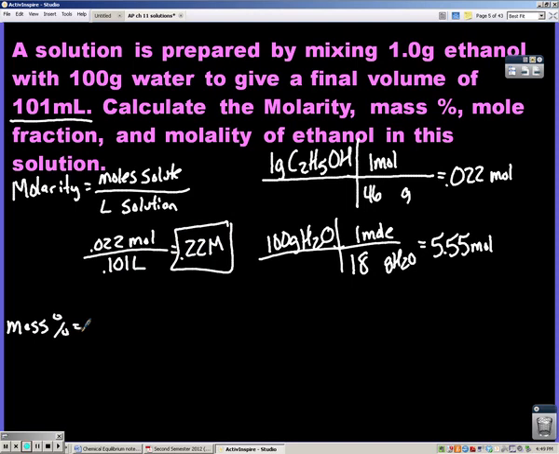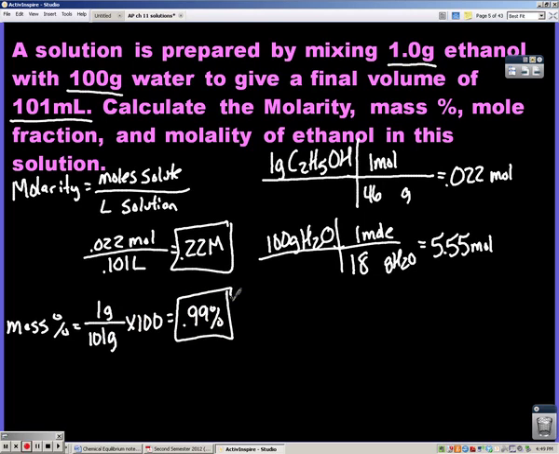To calculate mass percent, I'm going to put mass of what I'm looking for. If it doesn't specify, then you're going to use the solute. So I have 1 gram of solute, and it's over total mass, which is solute plus solvent. So I have 100 plus 1, giving me 101 final mass. A common problem is people putting 100 on the bottom because they don't add the solute and solvent together. So be careful on that. So our mass percent is 0.99% ethanol by mass.